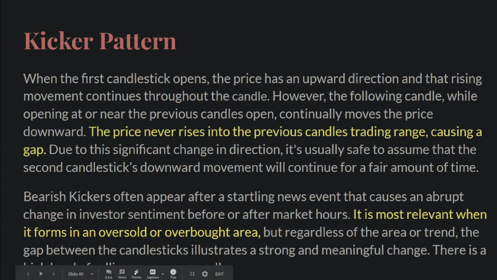So when the first candlestick opens, the price has an upwards direction, and that rising movement continues throughout the candle. However, the following candle, while opening at or near the previous candle's open, continues to move the price downward. The price never rises into the previous candle's trading range, causing a gap.